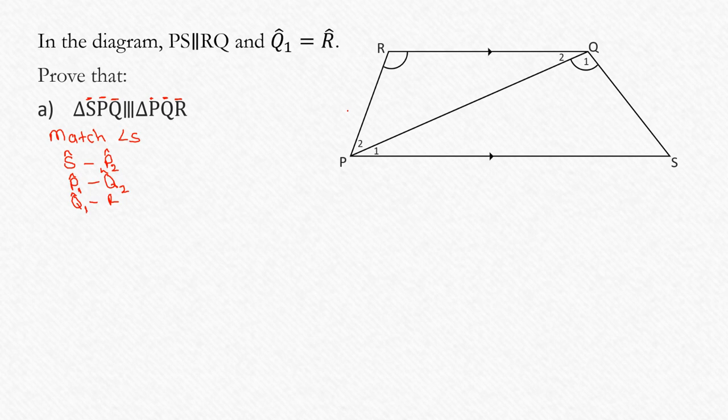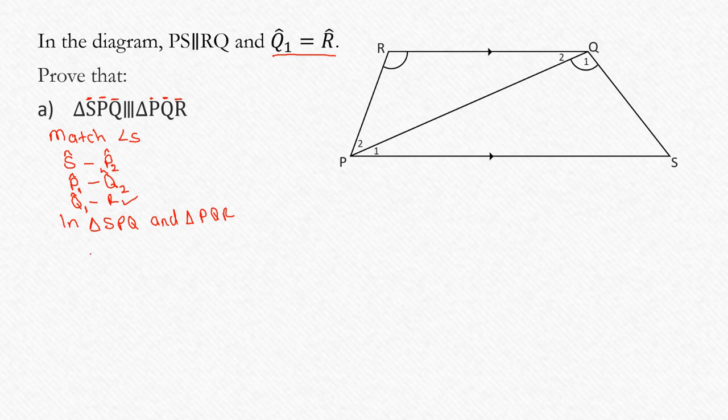Okay, and then what's the next step? We're saying that in triangle SPQ and triangle PQR, let's go back to our angles. So we said angle Q1 is equal to angle R because we are given here that angle Q1 is equal to angle R. We're starting with the angles of triangle SPQ followed by angles of triangle PQR.